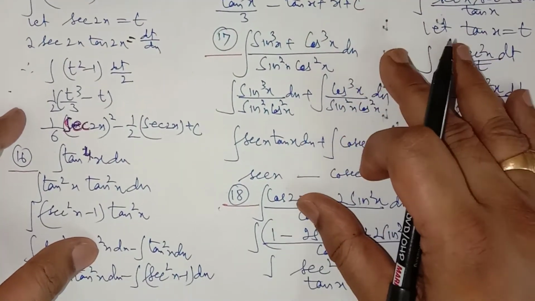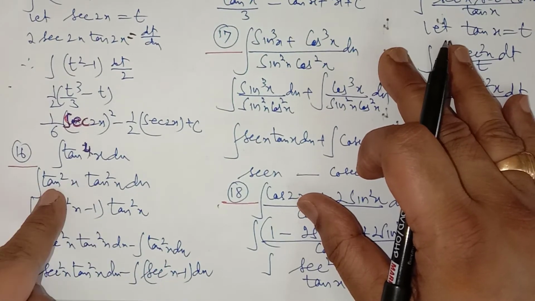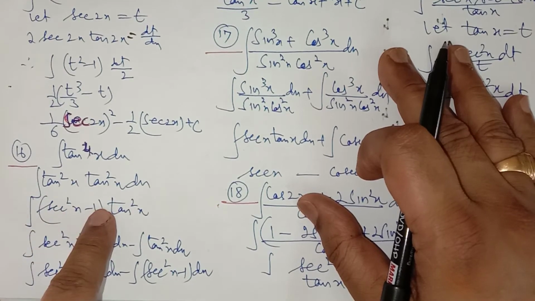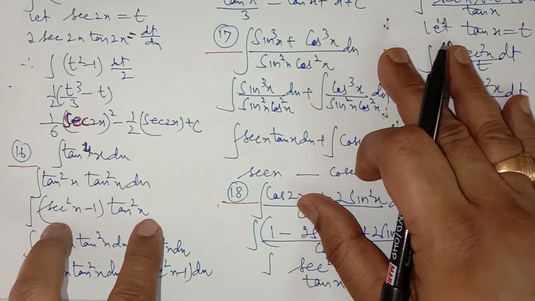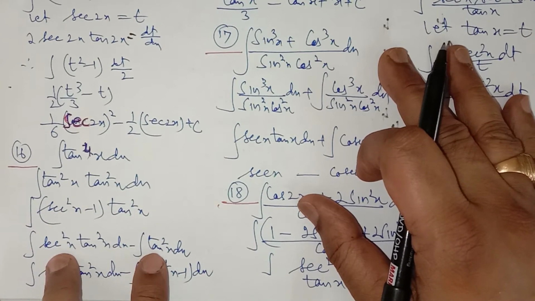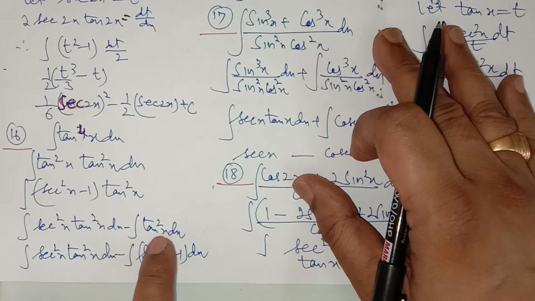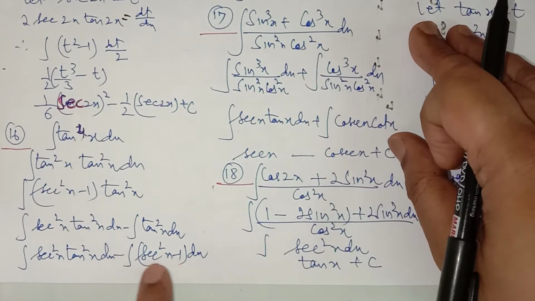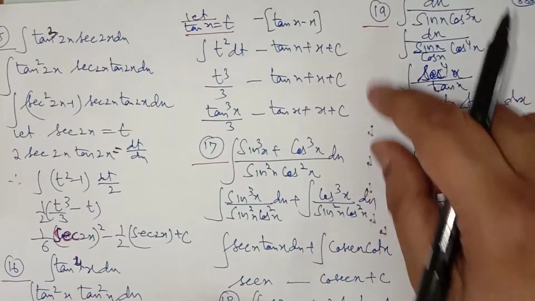Now see the integration of tan to the power 4. Now integration of tan to the power 4, you have to break it into tan square into tan square. For one tan square, you write sec square minus 1 and leave the second tan square as it is. Open the integration, break into 2 integrations. Now this tan square integration, you can easily do it by breaking into sec square minus 1, because the integration of sec square is tan x and integration of 1 is x.